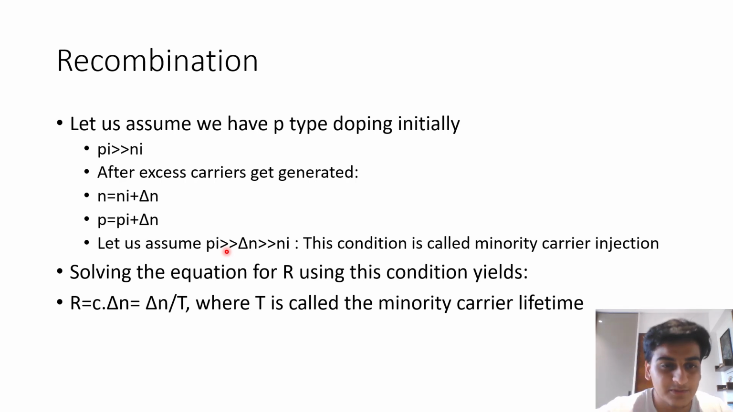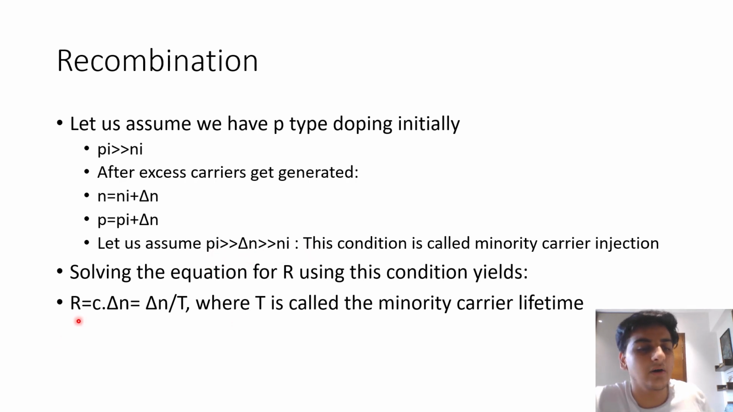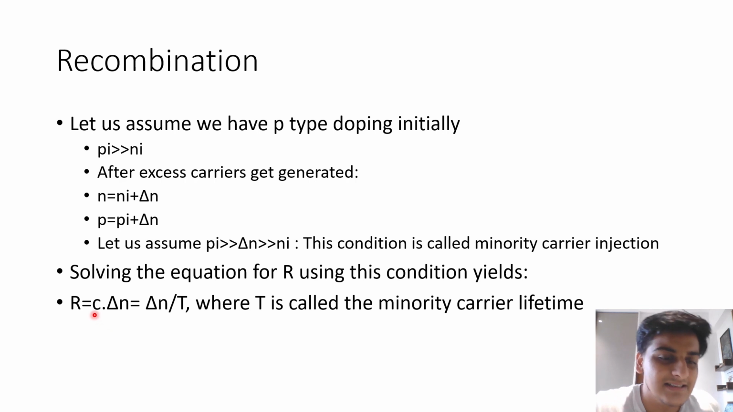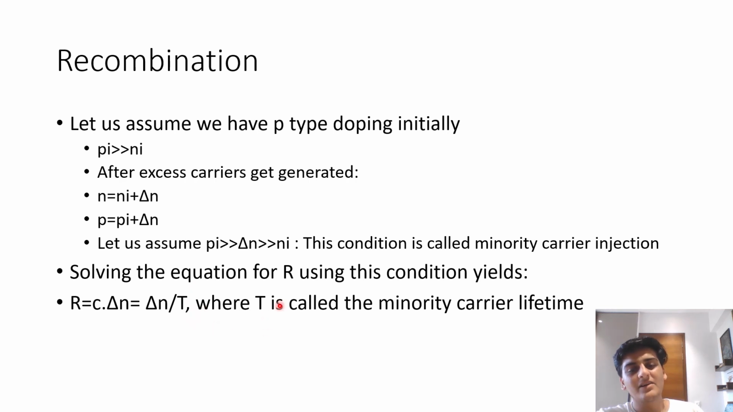Now, if you substitute this value for n and p in the equation we had on the last page and apply this approximation, what you get is that your rate of recombination comes as C delta N. And we replace this constant C by some constant 1 by T. So we write the rate of recombination as delta N by T, and we call T the minority carrier lifetime.